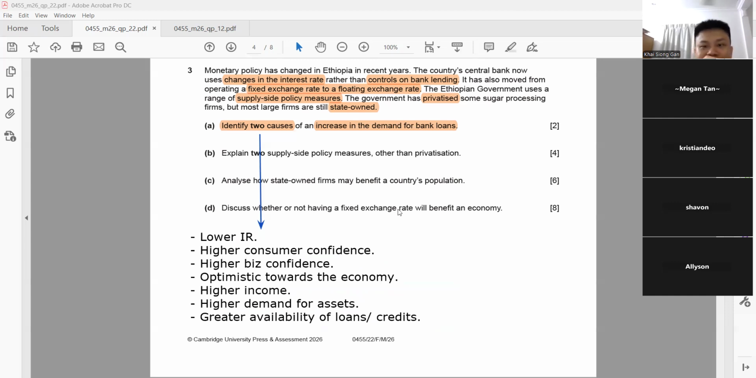So I cover up to here first. Then next week we'll continue. We will continue with the next few questions: choose supply side policy measures, how state-owned enterprises benefit a country's population, and the pros and cons of a fixed exchange rate system. We will continue, huh?